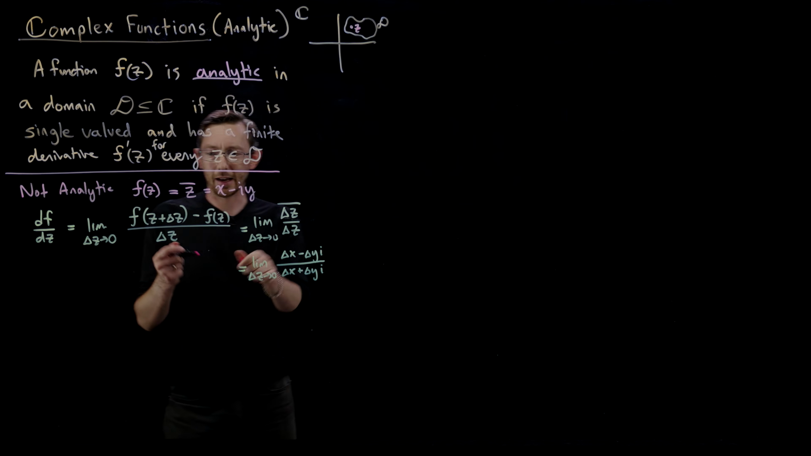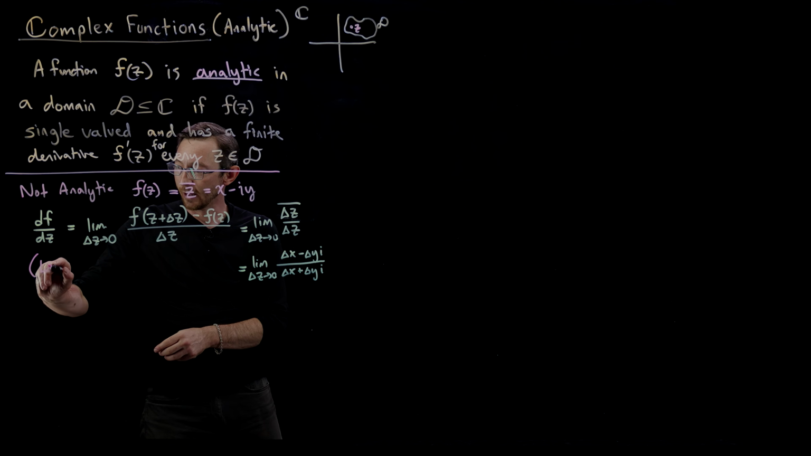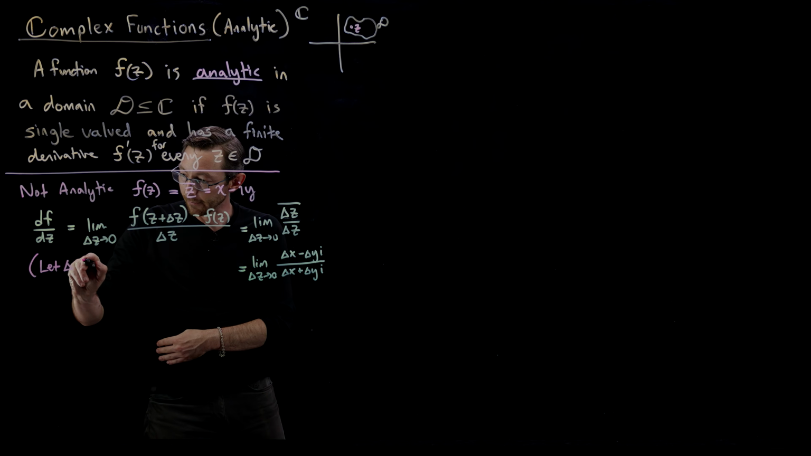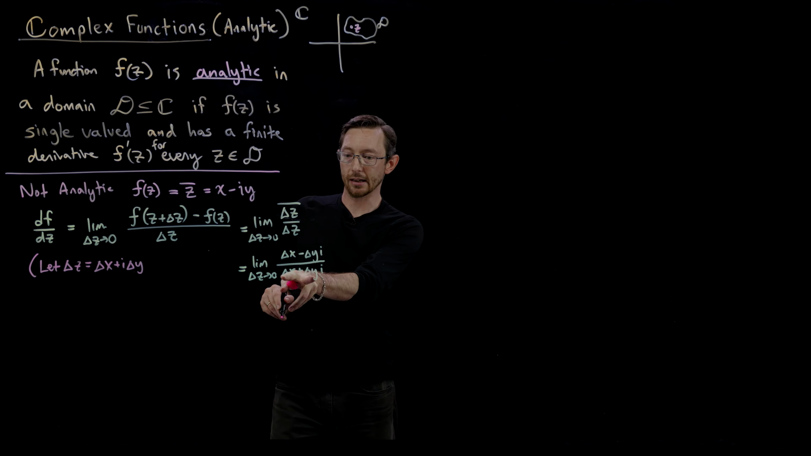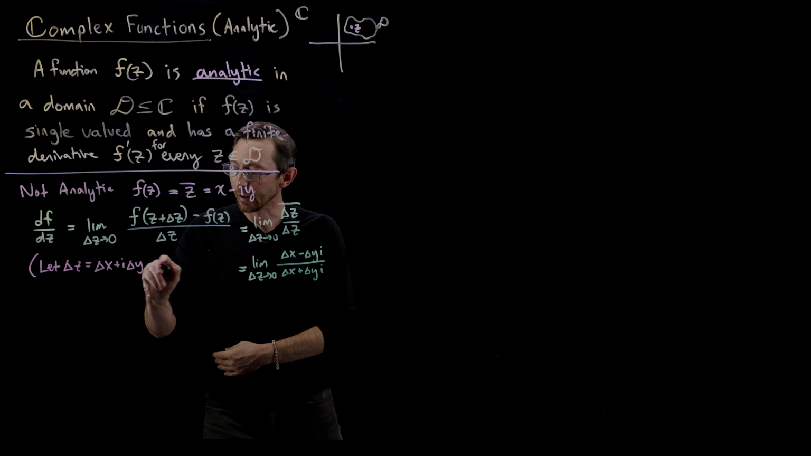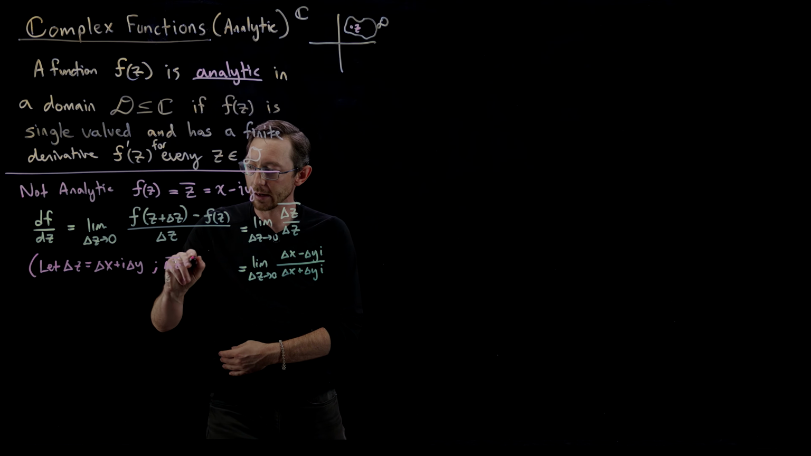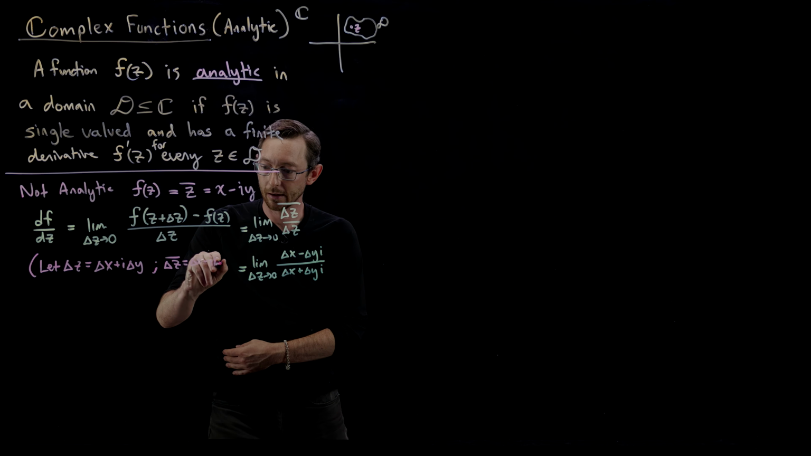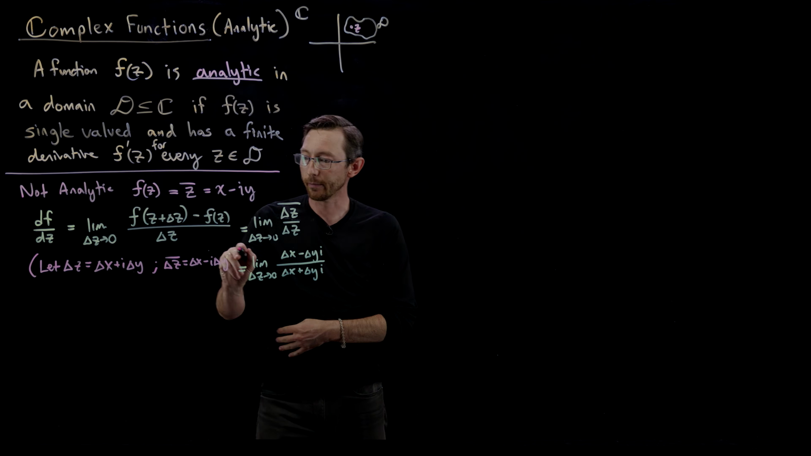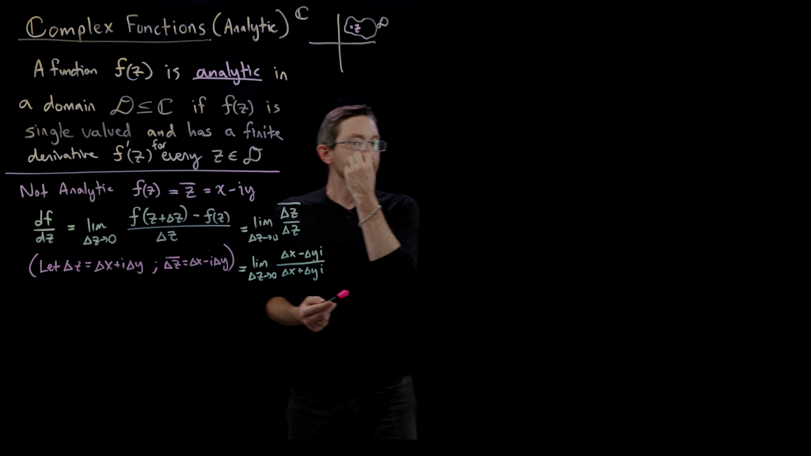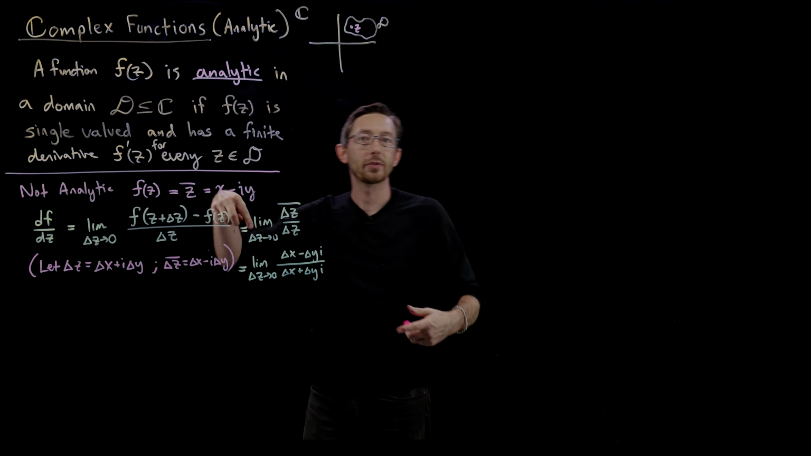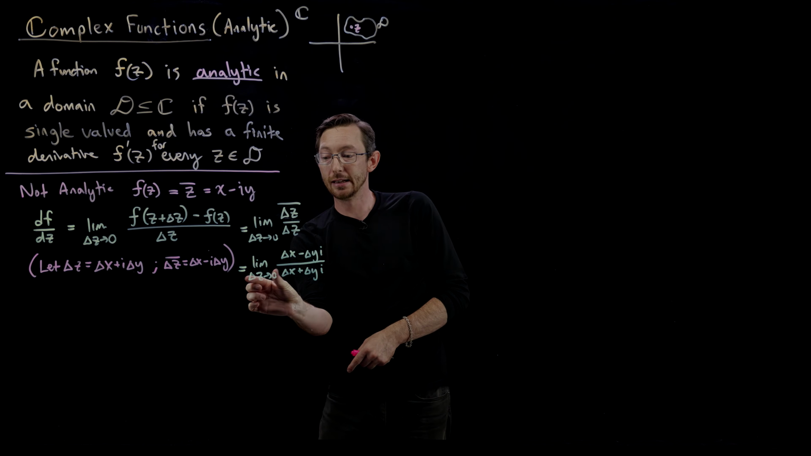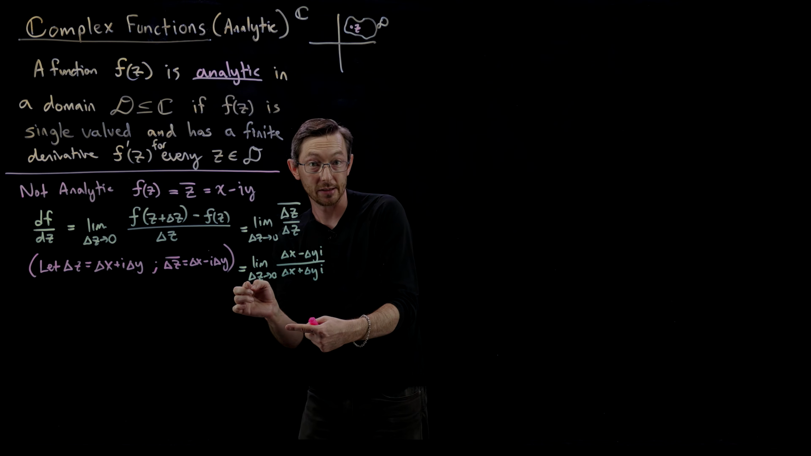Let delta z equal delta x plus i delta y. That's how we define delta z here. And delta z bar equals delta x minus i delta y. That's what we have on the numerator, okay? So now what we're going to do is look at this function as we approach this derivative, as we take delta z to 0 in different directions, okay?